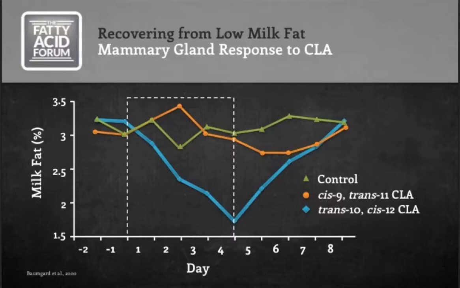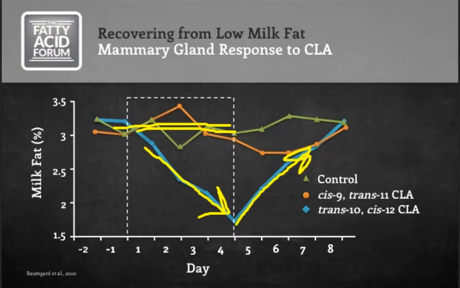You can see that the control and the normal isomer really don't change milk fat concentration, but our alternate isomer, the trans10 cis12 CLA isomer, results in a rather rapid decrease in milk fat. So we reach a nadir, or a low point, in about 3 to 4 days. And when we stop infusing CLA, we also get a rapid increase in milk fat percent, and we'll normally be back to normal milk fat levels in the matter of 3 to 5 days after we stop abomasal infusion of CLA.